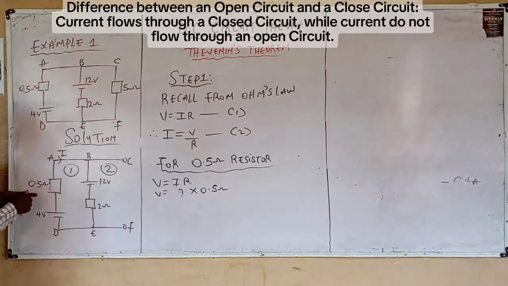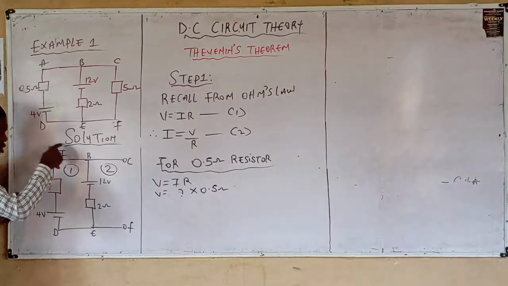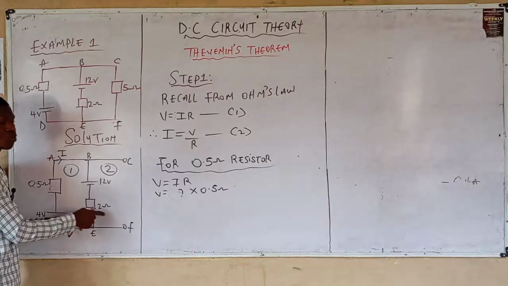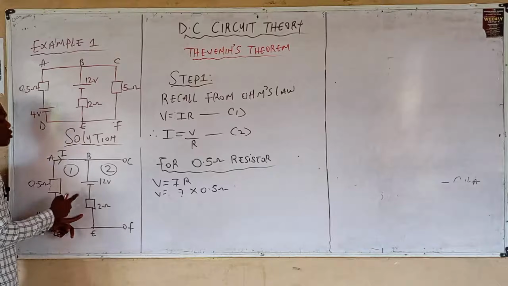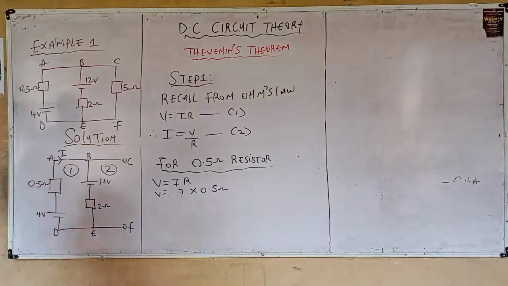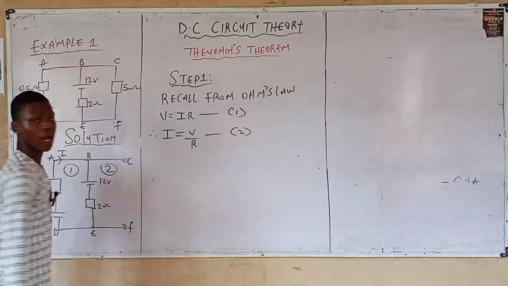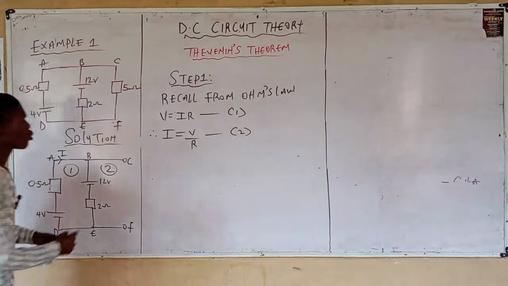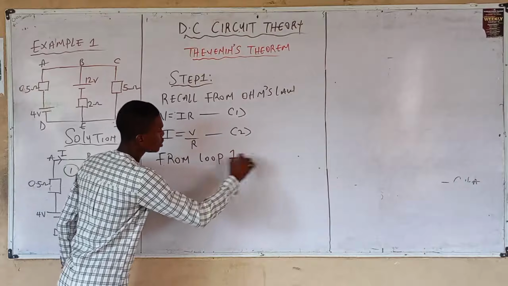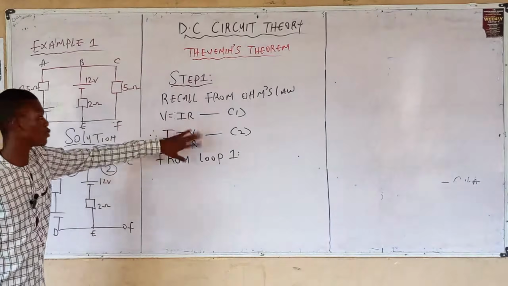Meaning, to convert the 0.5 ohm resistor to a voltage, you simply need to know the value of I, which is the current flowing through it. Similarly, to convert the 2 ohm resistor to a voltage, you simply need to know the value of I, the current flowing through it. Then how do you get the value of I? Applying equation 2 for loop 1, I is equal to V over R.